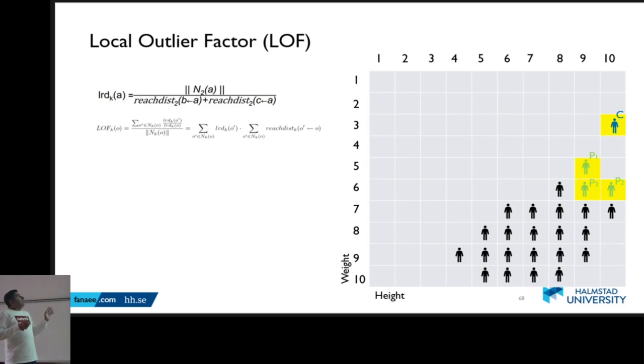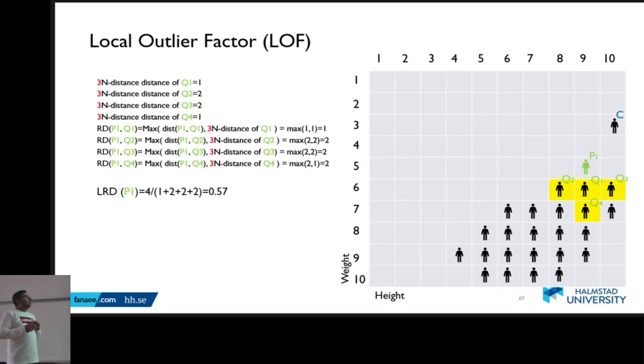Okay, now they defined the local reachability distance, and LOF is based on the local reachability distance. I'll give you an example. To compute the LOF of C, we require the reachability distance of the points in its KN distance space. That means P1, P2, and P3, right? So let's do it for P1.